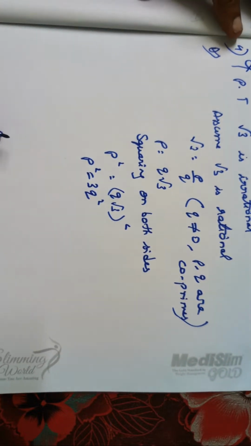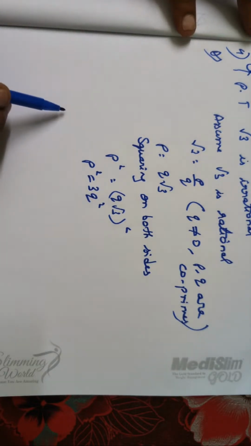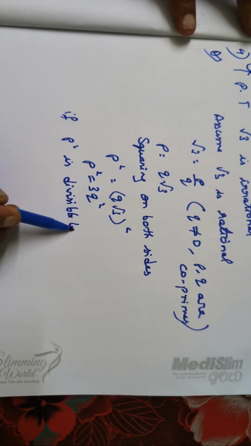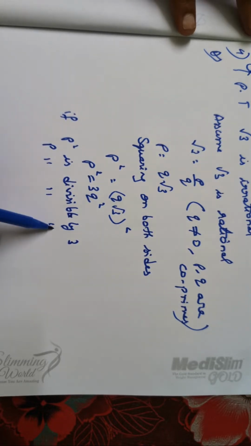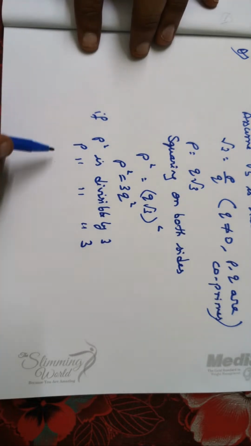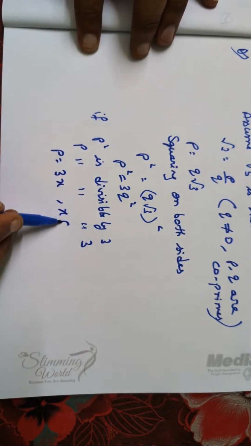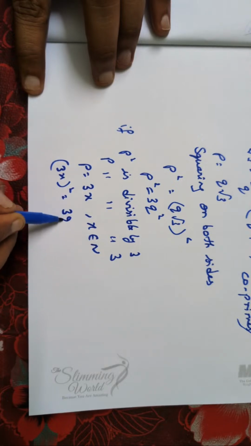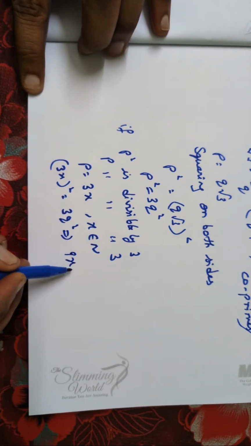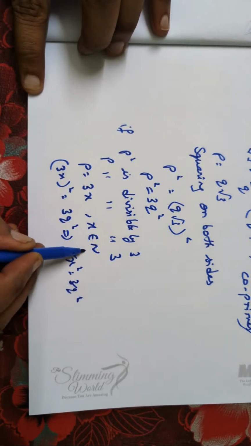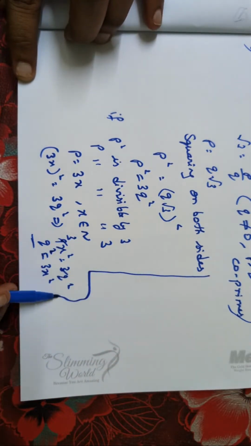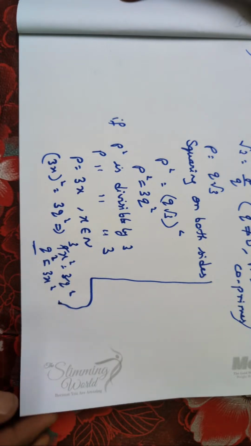So now we can say that p square is divisible by 3. If p square is divisible by 3, we can say that p is also divisible by 3. If p is divisible by 3, we can replace p as some 3x, where x belongs to natural numbers. So now the above equation becomes 3x whole square equal to 3q square. This can be written as 9x square equal to 3q square. Cancel, so now q square becomes 3x square. I'm just completing here itself so that it will be easy. I will write in the next page. q square equal to 3x square, just remember that point.